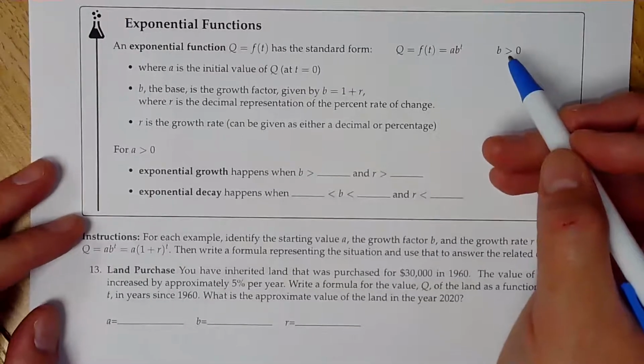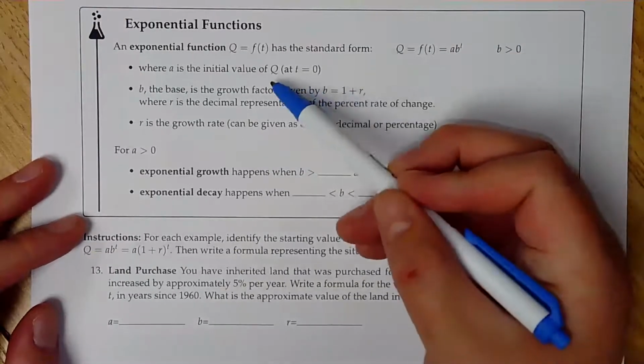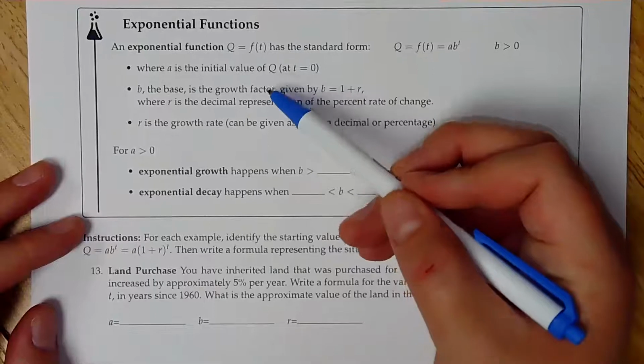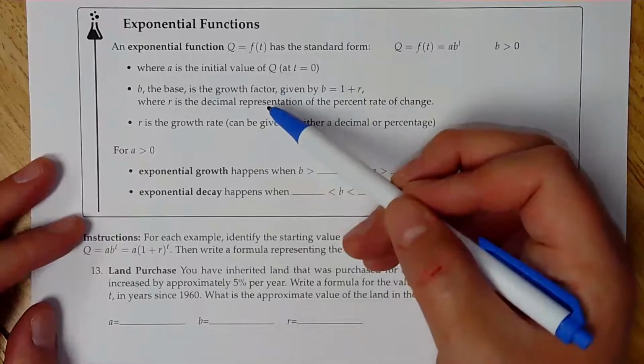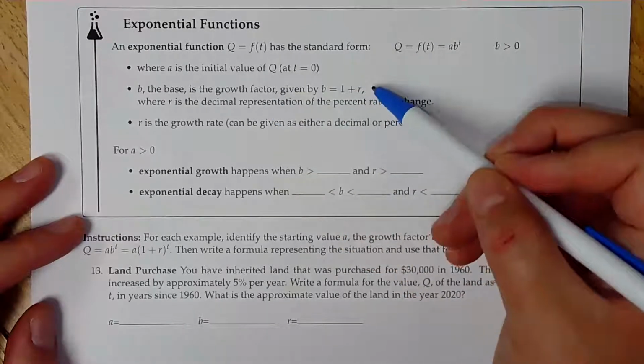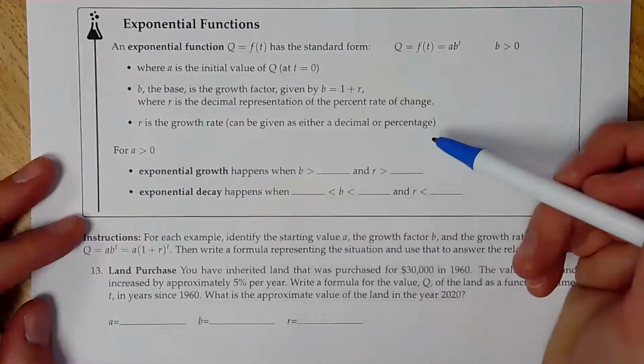All right, so our exponential function has this form AB to the t, where B is always greater than 0. A is our initial value, or our starting value. B, our base, is the growth factor. We have B is equal to 1 plus R. R is the growth rate.